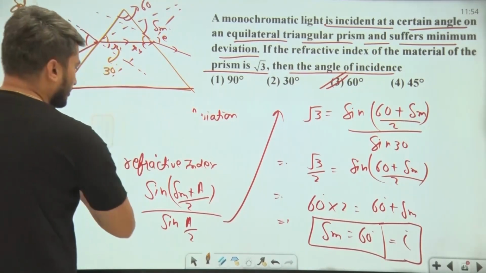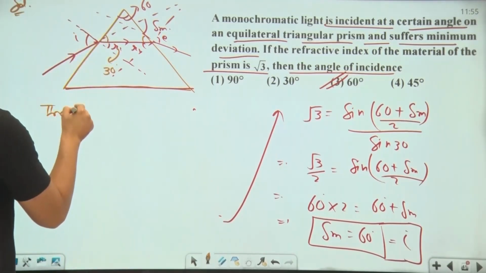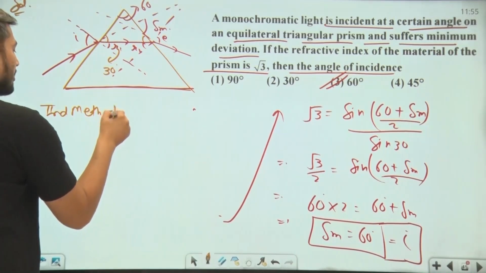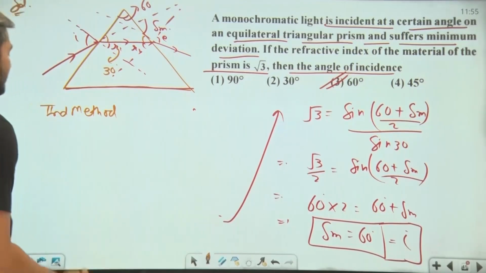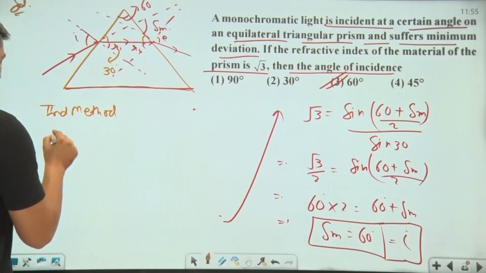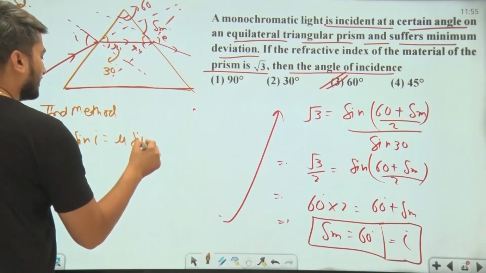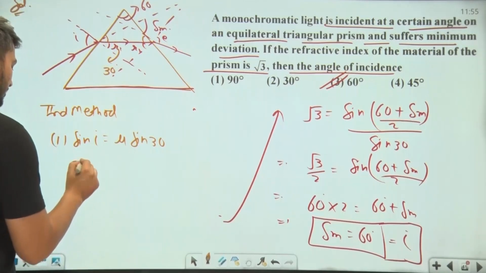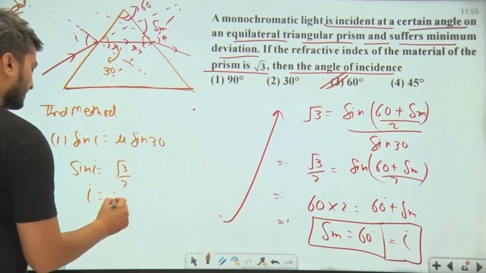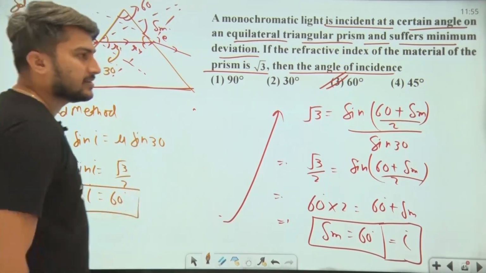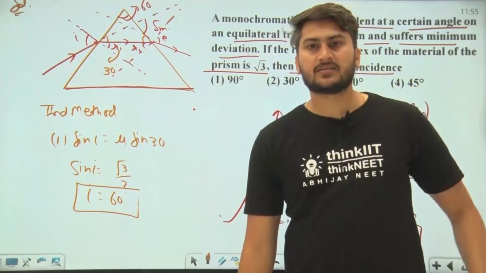So if I am talking about the second method, R1 is 30, I we have to calculate. So we put Snell's law, that means 1 sine I equals mu sine R. R is 30. So sine I is root 3 by 2. So the value of I is 60 degrees. This is the simplest or direct method. That means the answer of this question is option 3, which is 60 degrees.